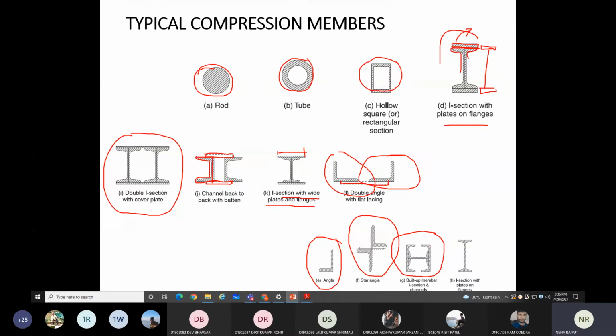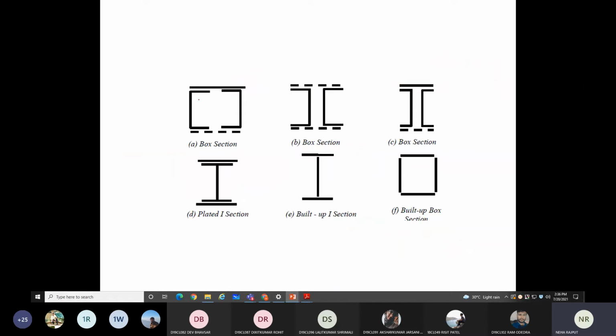So here an I section and two channel sections are making the built-up section. Right? This is called the I section. Right. So these all are the built-up sections. See, this is channel, two channel sections. This is channel. This is channel. This solid line is the plate and this dotted line is the metal.